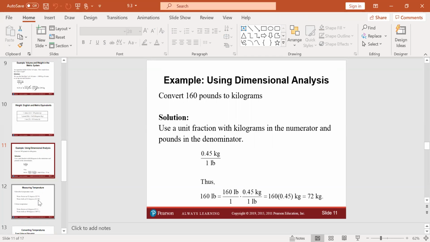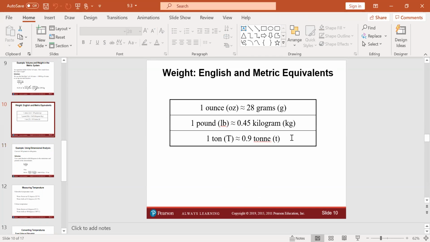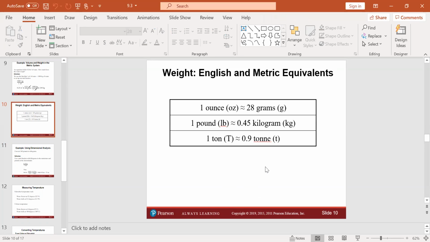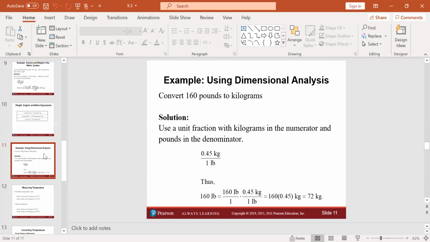So if we want to convert 160 pounds to kilograms, we need to know some of these. Since we're going from pounds to kilograms, we want pounds to be on the bottom of the unit fraction and kilograms on top so that pounds cancel out. So this is the unit fraction we'd want to use, 0.45 kilograms per 1 pound. So 160 pounds, we multiply that times 0.45 kilograms per 1 pound. Pounds cancel out.